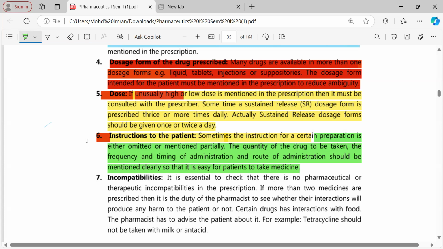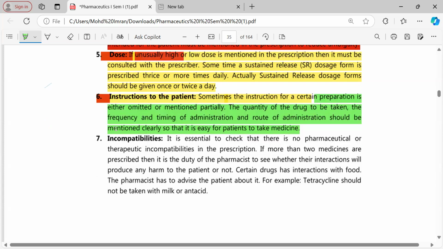So they did that thing. Now the baby is safe. The thing is, you should know what to do and what not to do. The thing is, instructions should be given to the patient.